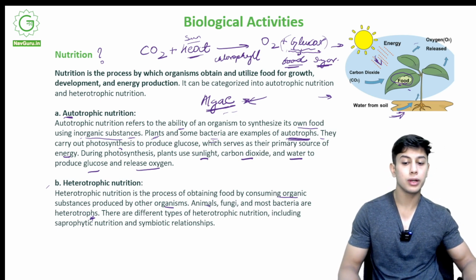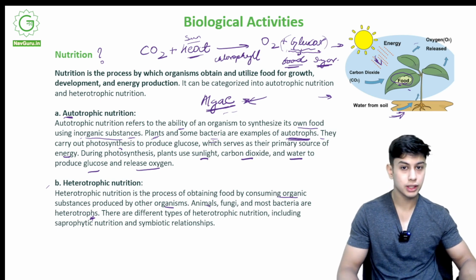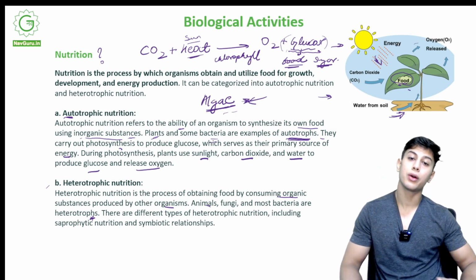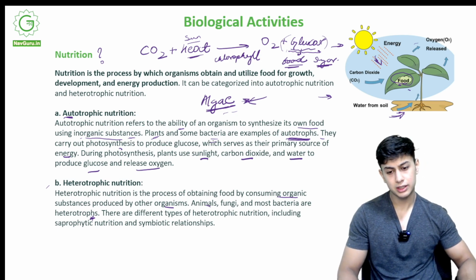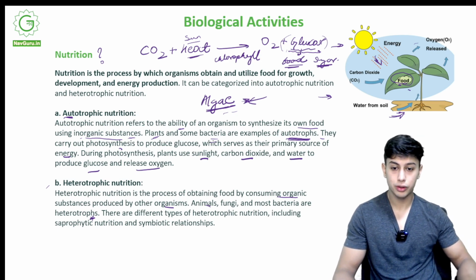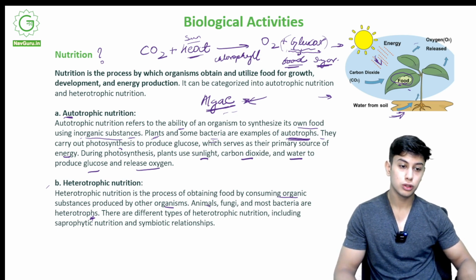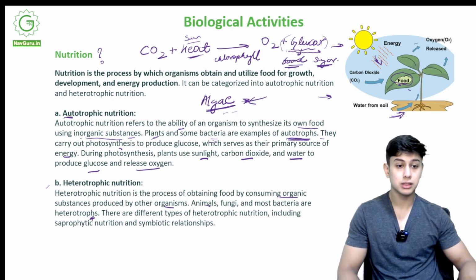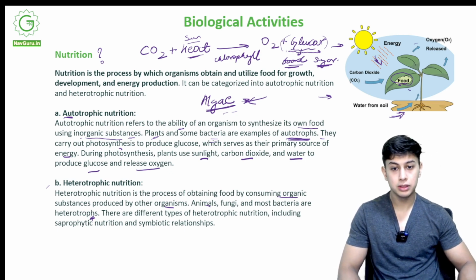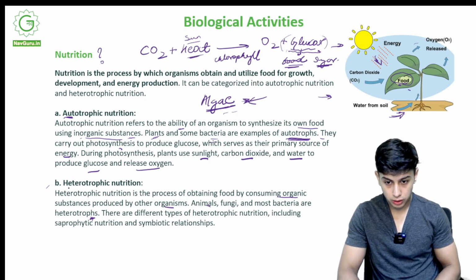Heterotrophs rely on other organisms for their food. They cannot make their own food. Thus, they rely on other organisms, basically autotrophs. Like us humans, we do not have chlorophyll, we cannot make our own food. So what do we do? We eat food that is made by plants, or that is eaten by animals, and all that. So, heterotrophic.